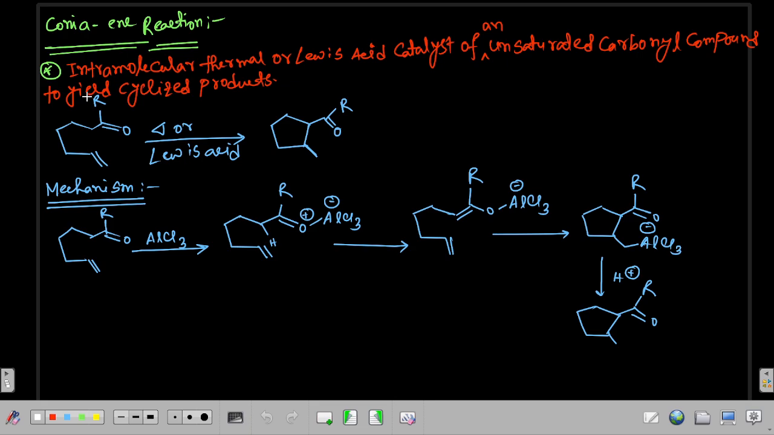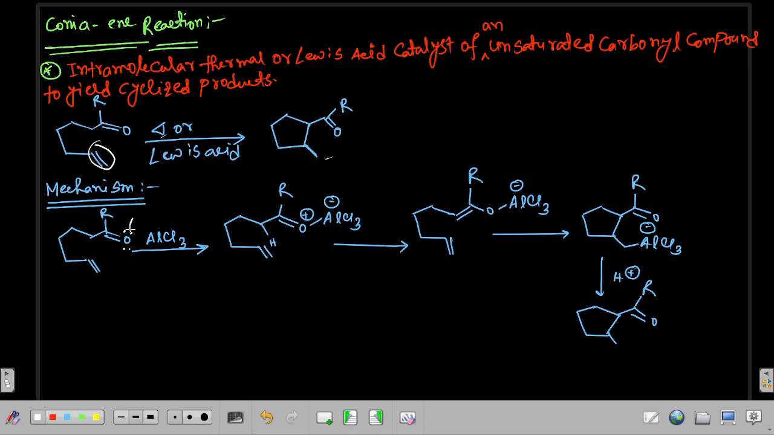This is an intramolecular thermal or Lewis acid catalyzed reaction of an unsaturated carbonyl compound to yield cyclized products. This is an intramolecular unsaturated carbonyl compound. This is a double bond, that is why this is an unsaturated carbonyl compound. In the presence of heat or Lewis acid, it will form the cyclized product. Now we will see the mechanism of this reaction. So we will start the mechanism.